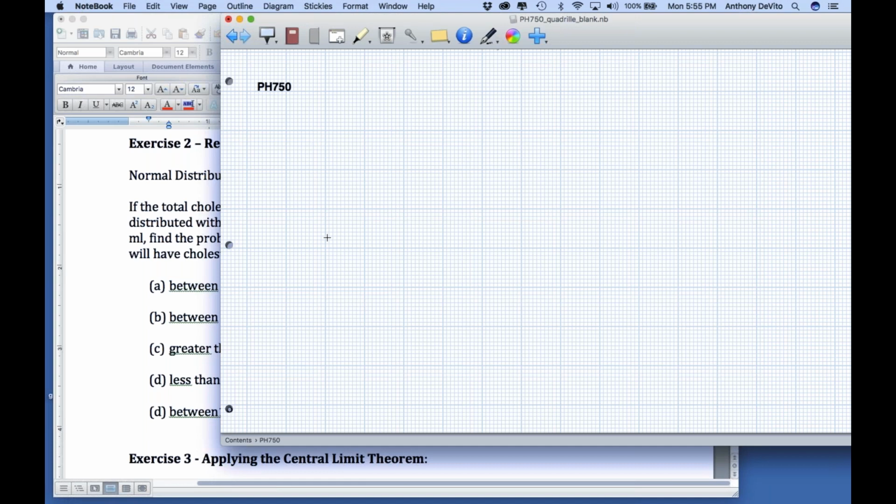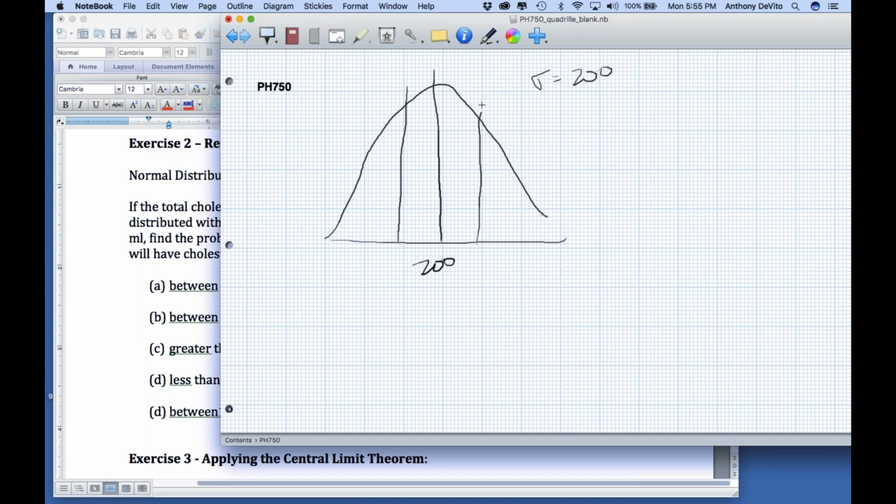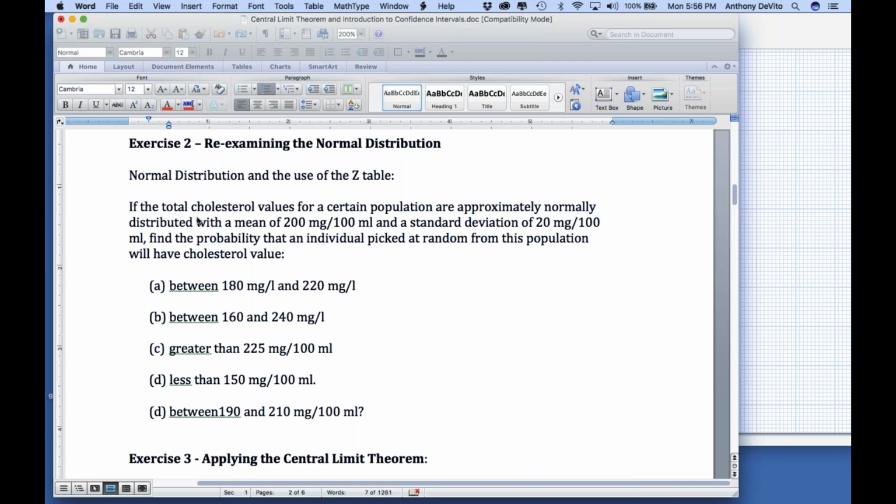Okay, now remember, in this case, we're dealing with a population. The mean is 200, and the standard deviation is equal to 20. The question was, what percentage of the population would you expect to be between 180 and 220? Okay, so how many standard deviations below 200 is 180? 1. How many above? 1. So what area would we expect in here? Guys remember? 68%, roughly, right? Okay, so that's pretty simple, right?